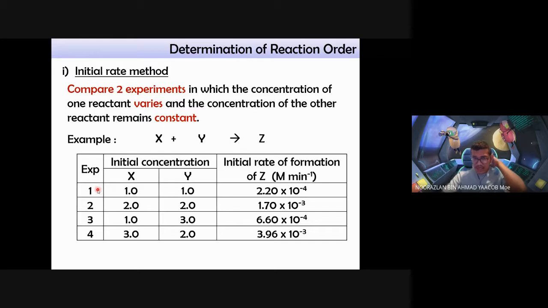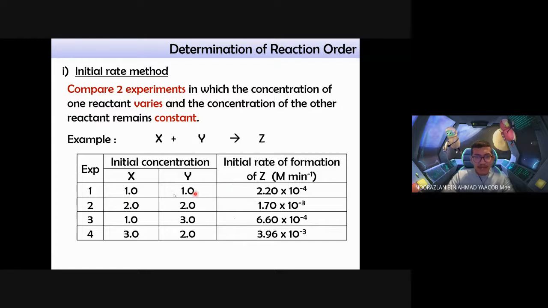So, in here kita tengok eksperimen pertama, concentration of X is 1, concentration of Y is 1, and the initial rate is 2.2 times 10 to the minus 4 molar per minute. And then pada eksperimen 2, kita ada 2 molar, and this is the initial rate of formation. And then on third, kita ada 1 molar, 3 molar, and the initial rate of formation is 6.6 times 10 to the minus 4. And then the last experiment, 3 molar, 2 molar, 3.96 times 10 to the minus 3.